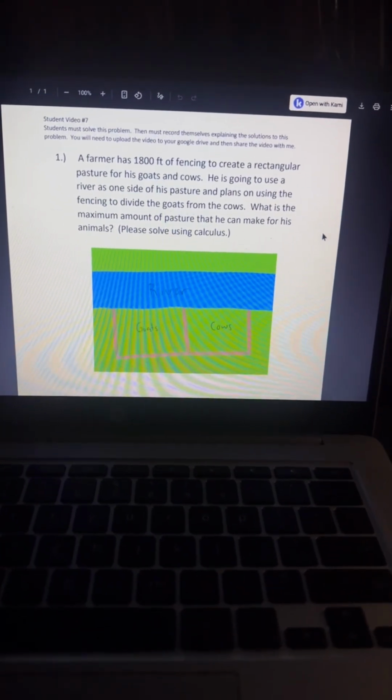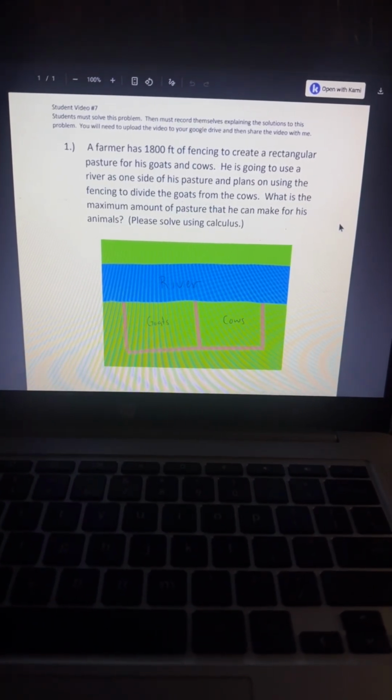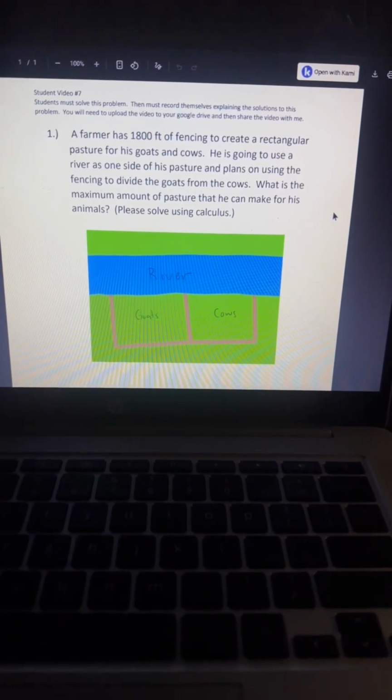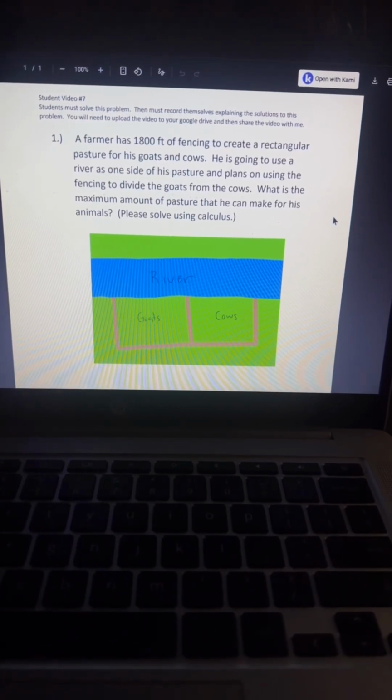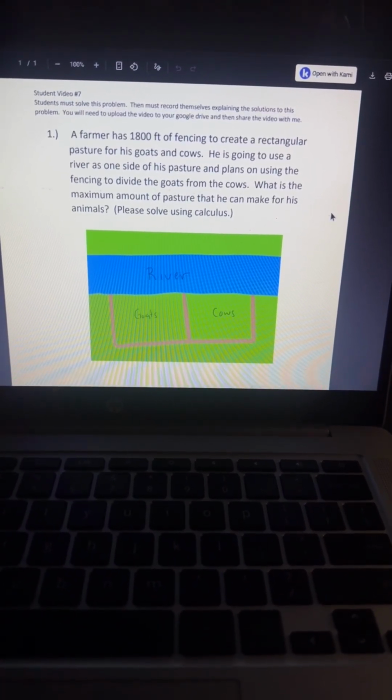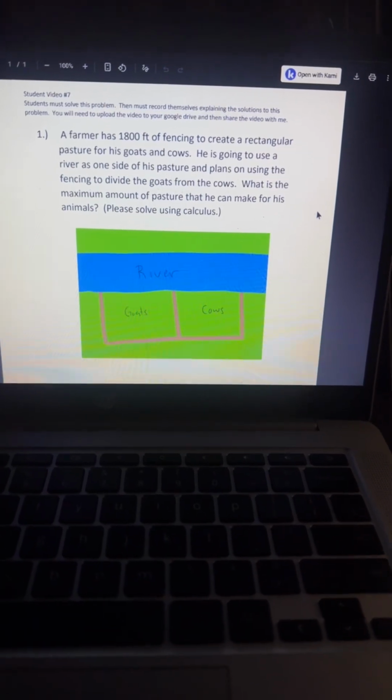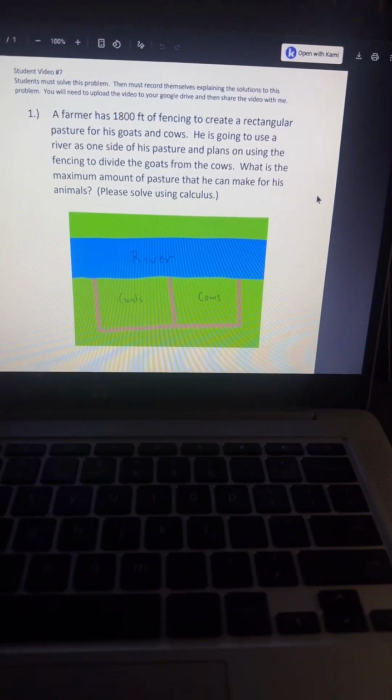So I didn't feel like writing this whole problem out, so I'm just going to read it off of the screen. The question says, a farmer has 1,800 feet of fencing to create a rectangular pasture for his goats and cows. He's going to use a river as one side of his pasture and plans on using the fencing to divide the goats from the cows. What is the maximum amount of pasture that he can make for the animals?